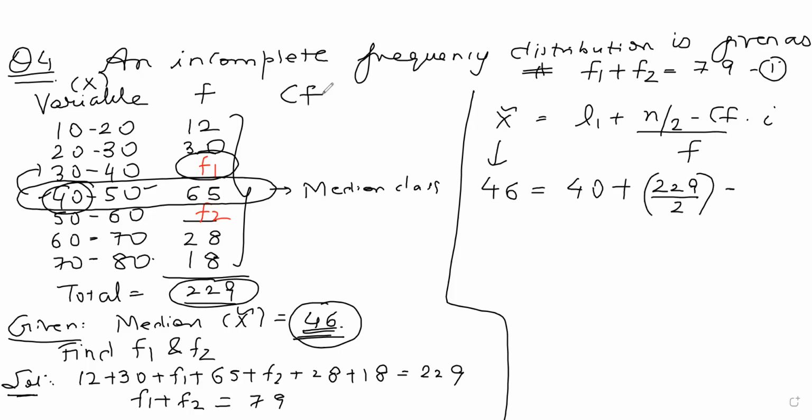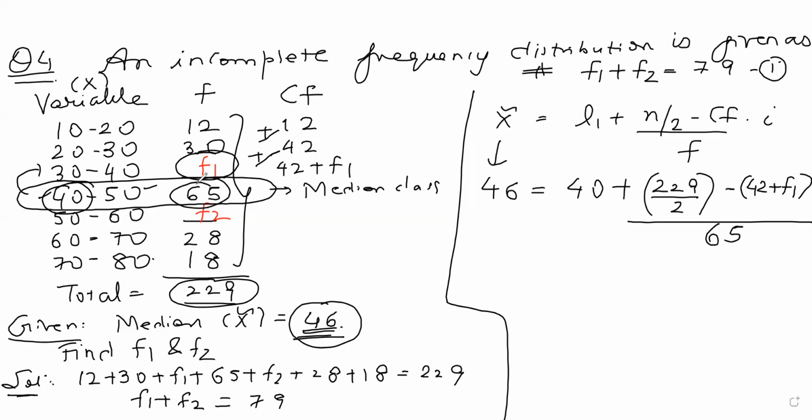Now we need to calculate the cumulative frequency. 12 plus 30, 42. So 42 plus F1. This is the cumulative frequency of the class preceding the median class, divided by the frequency of the median class, 65. And there's lack of space, guys, but this whole term will be multiplied by I. I is 20 minus 10, which is 10.